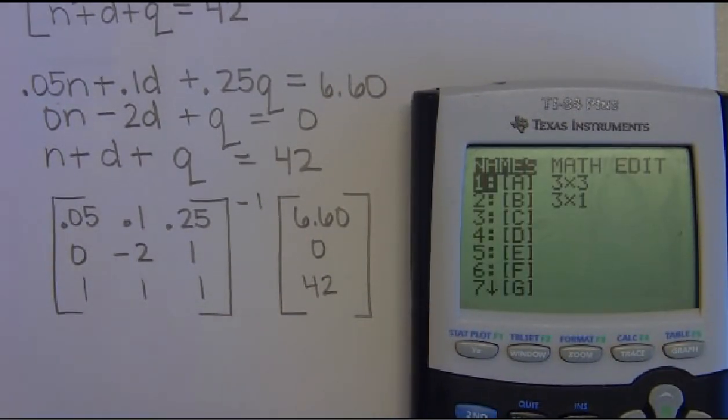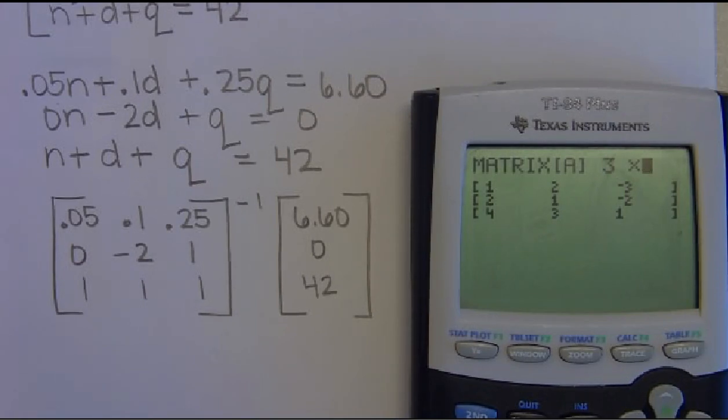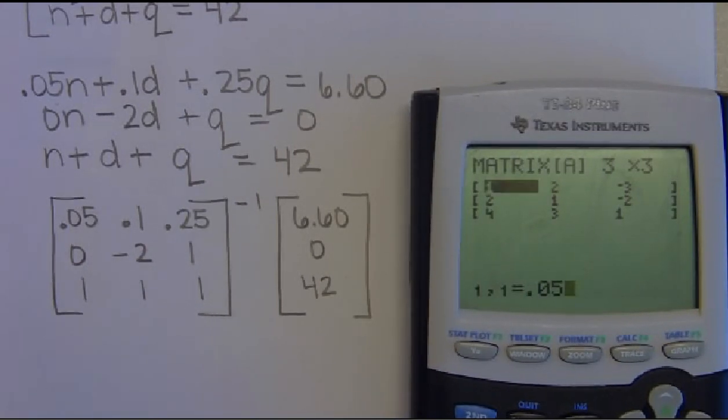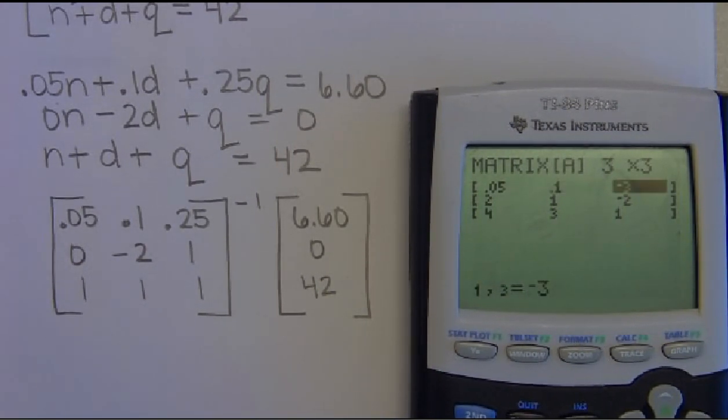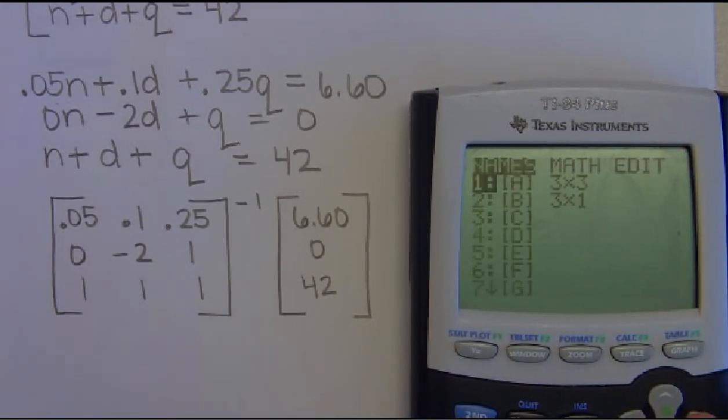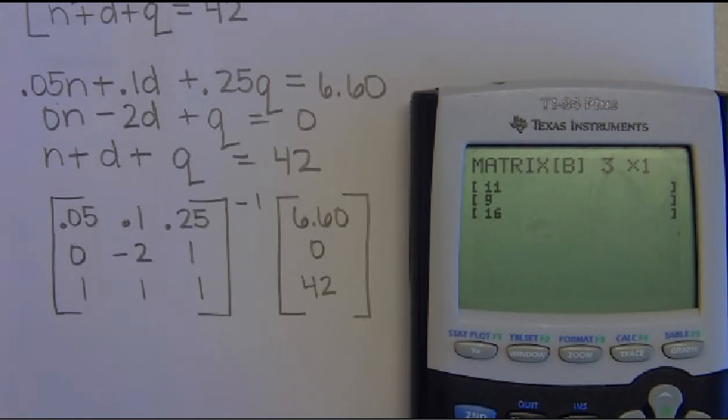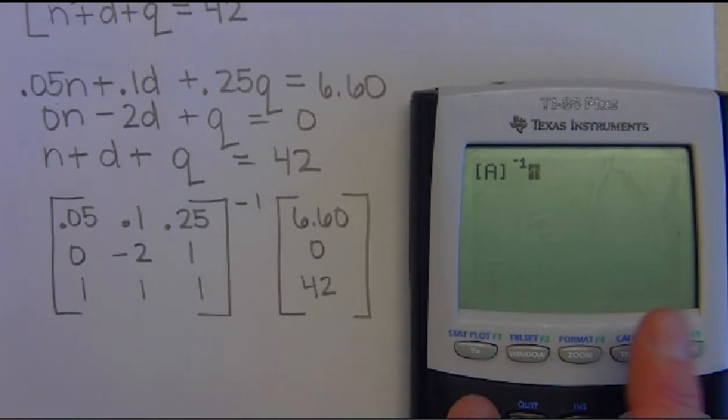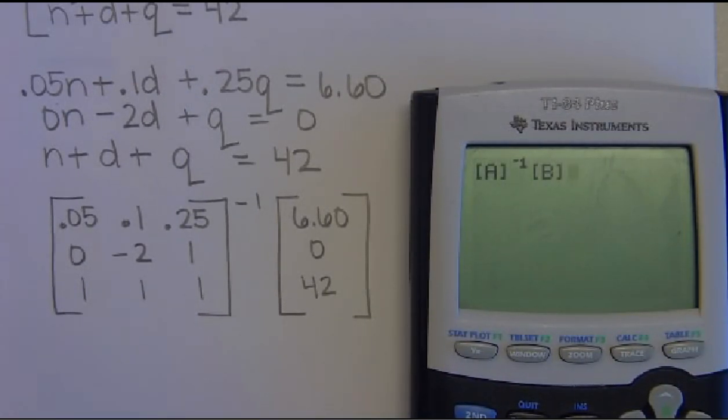So second matrix, over to edit. Again, this is a 3 by 3. I just have to change my values in it. I then go second matrix again, over to edit, down to B. It is a 3 by 1. Once I have that entered, I quit. And I go matrix A, inverse, matrix B.